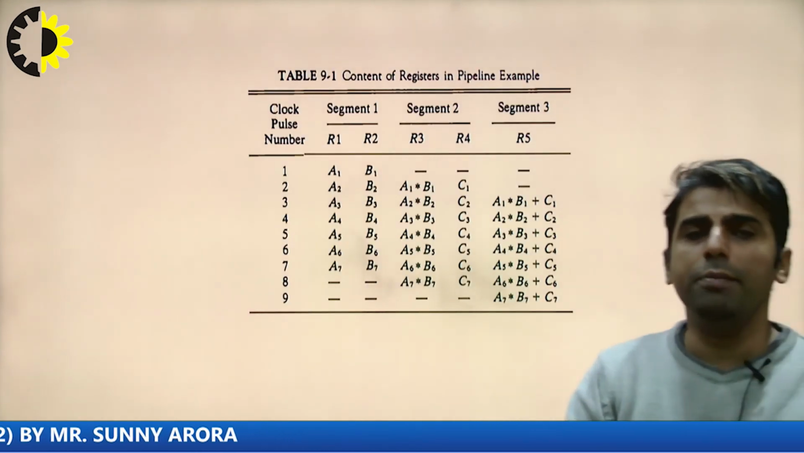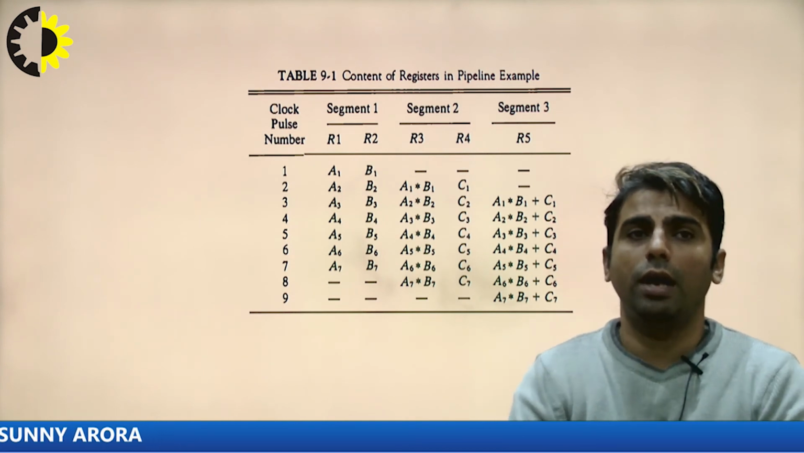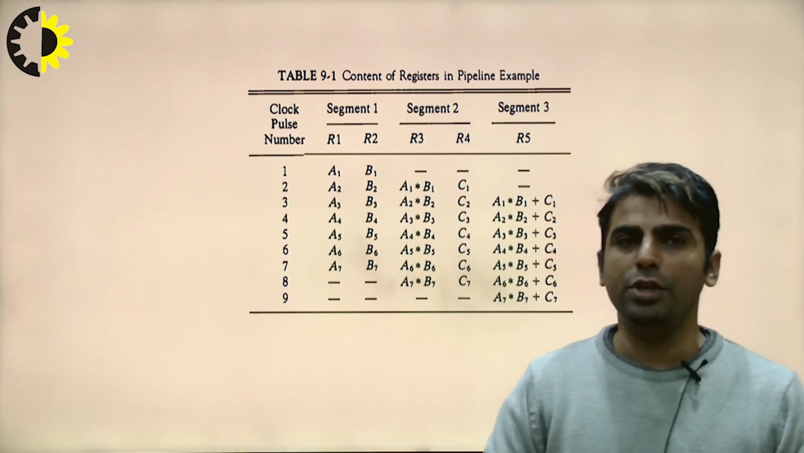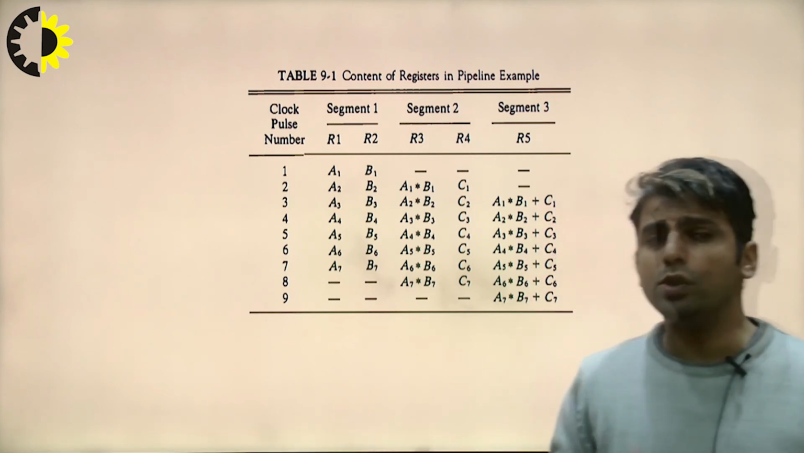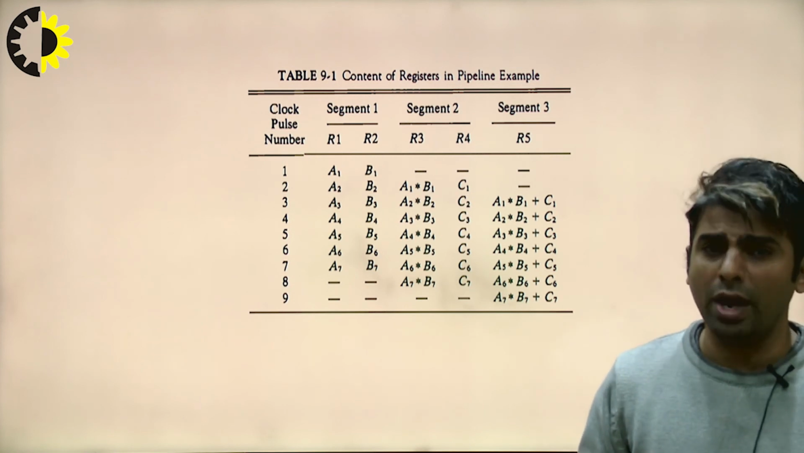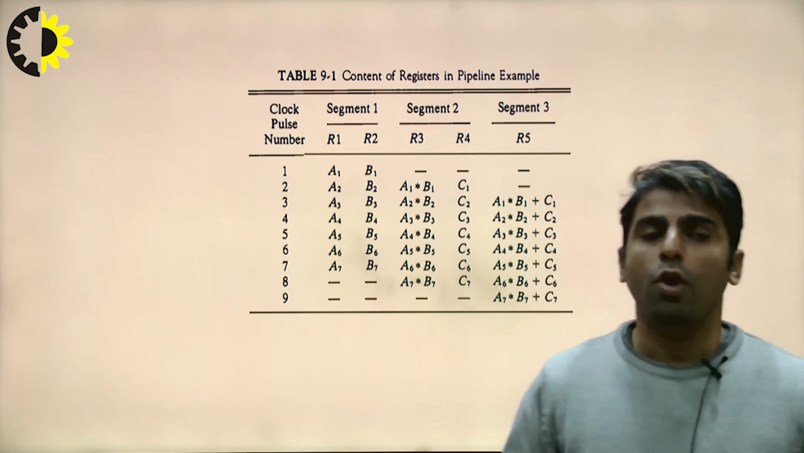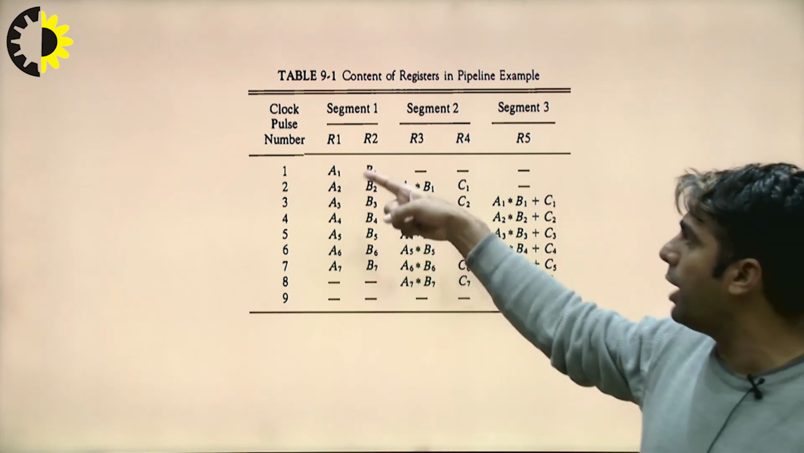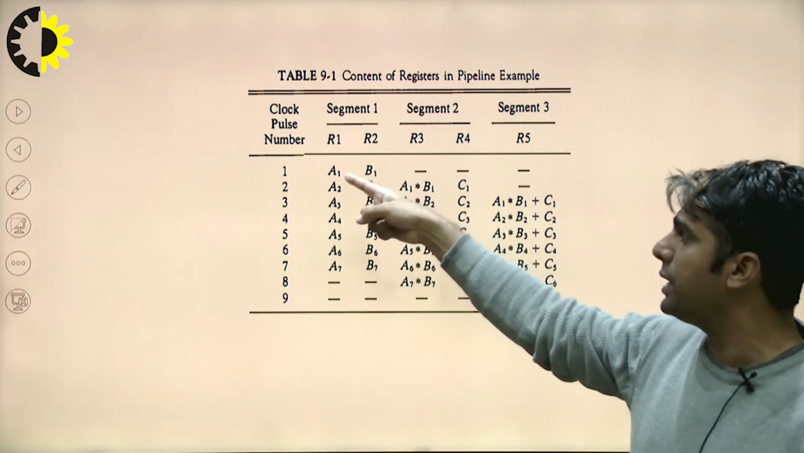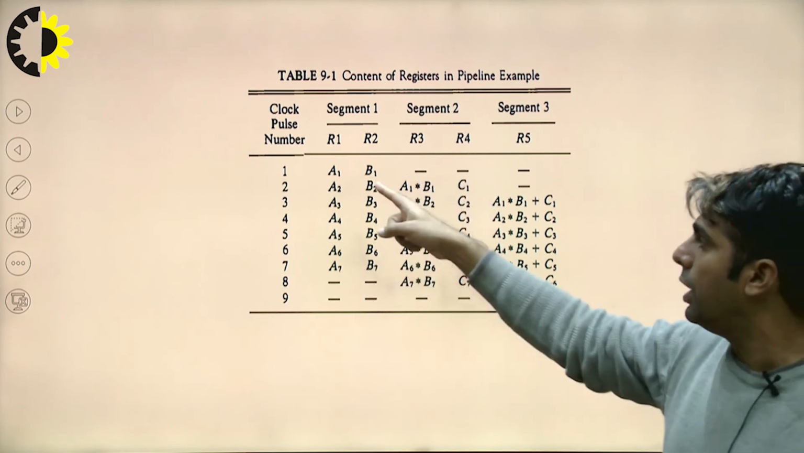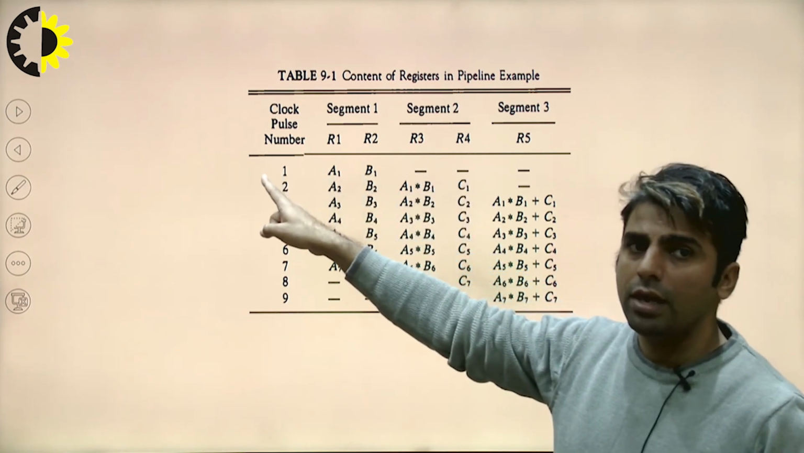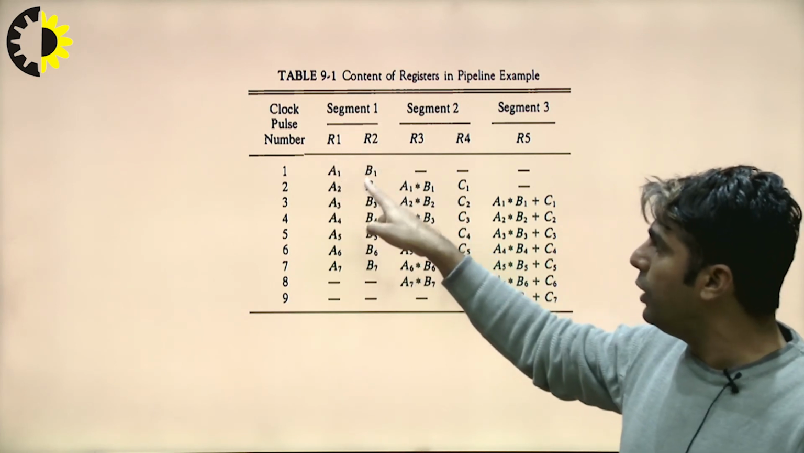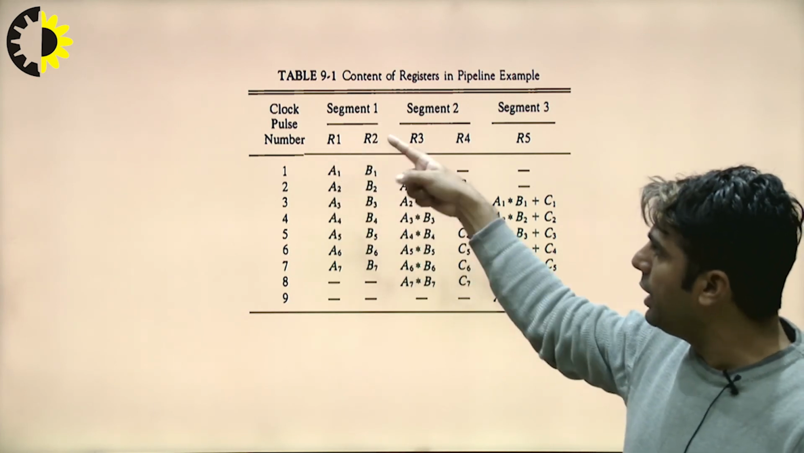See, this is the same example. In this table we have three segments shown: segment 1, segment 2 and segment 3. On the very first clock pulse, R1 and R2 are getting the values A1 and B1, because the clock pulse is 1, right? So we have loaded this value A1 in R1 and B1 in R2.